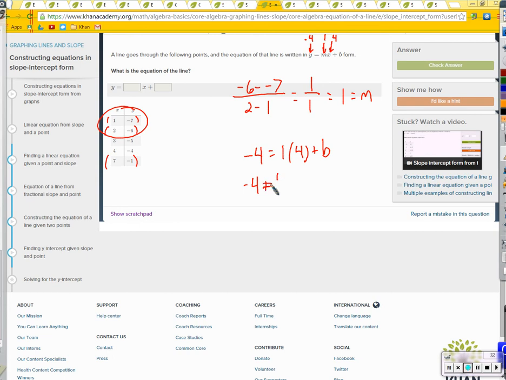Negative 4 equals 1, the slope, times 4, the x, plus b. So negative 4 equals 4 plus b. Subtract 4 on both sides, and negative 8 equals b. So our equation is y equals 1x plus negative 8.